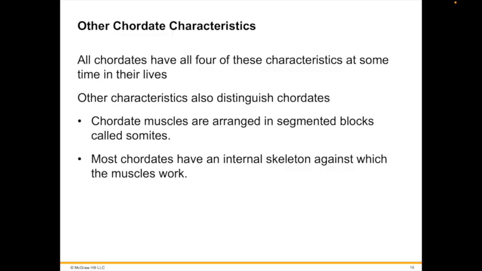A number of other characteristics also distinguish the chordates from other animals. Chordate muscles are arranged in segmented blocks, an arrangement that affects the basic organization of the chordate body and can often be clearly seen in embryos of this phylum. Most chordates have an internal skeleton against which muscles work. Either this internal skeleton or the notochord makes possible the extraordinary powers of locomotion characteristic of this group.